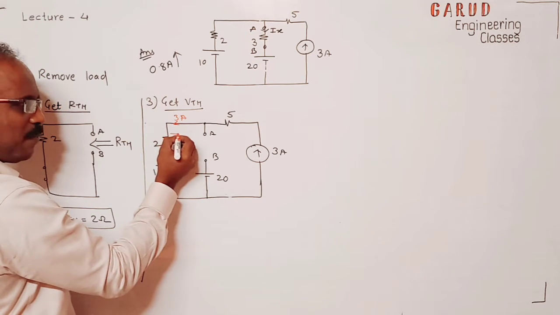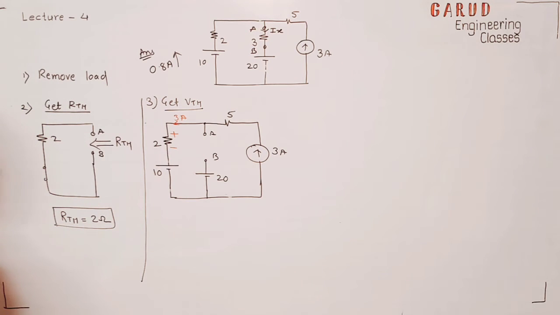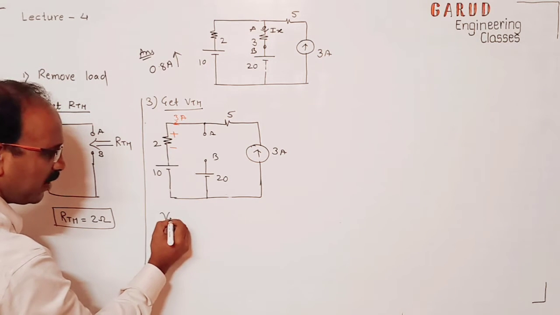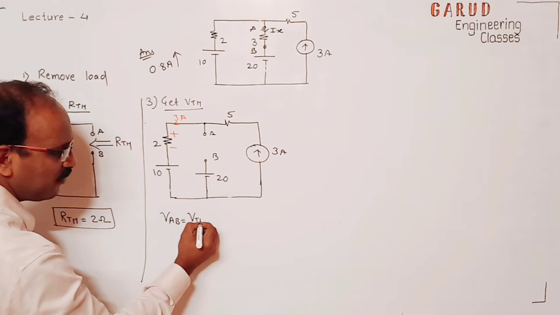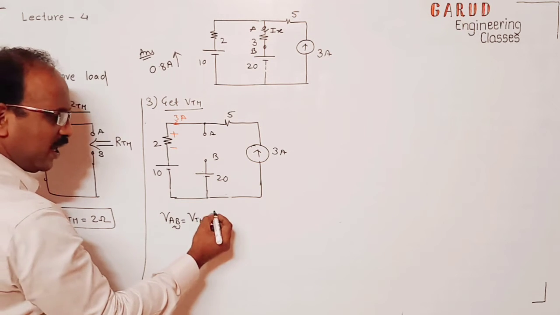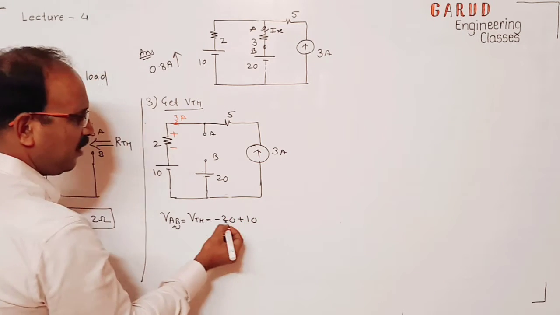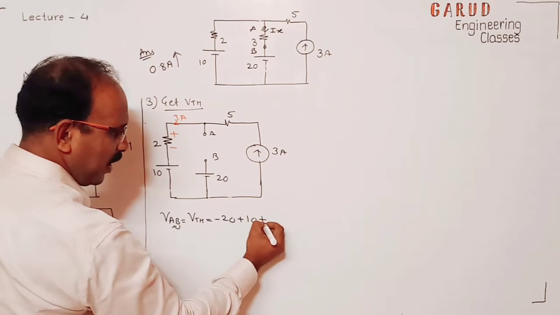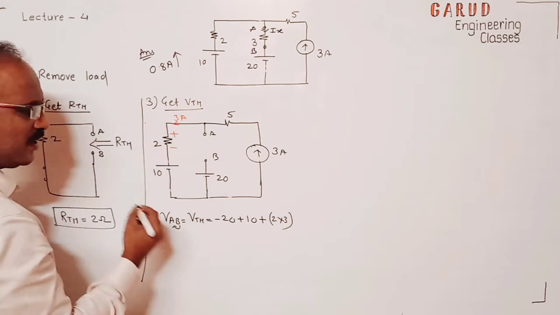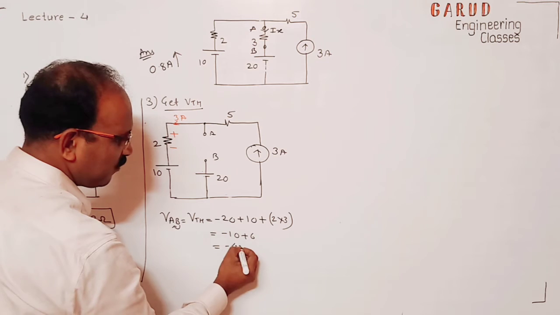This 3 ampere will make positive negative here. I have already taken the revision for how to get VAB. Okay. So here, this will make positive negative. So what is VAB? I write here. VAB is equal to actually VTH. Travel from B to A and collect voltages. If I travel positive negative, minus 20, negative positive, plus 10, negative positive, plus 2 into 3. Okay, reached. So what is that? Minus 10 plus 6, that is minus 4 volt.